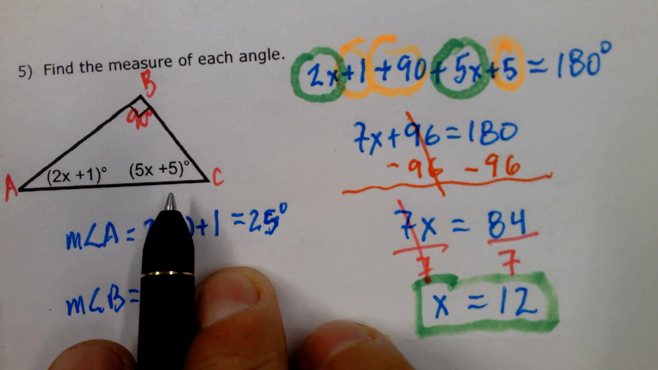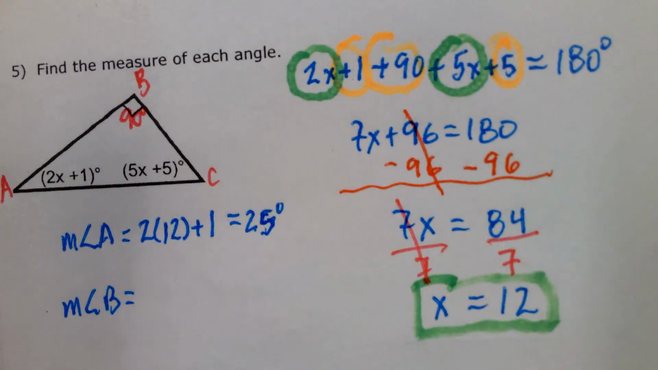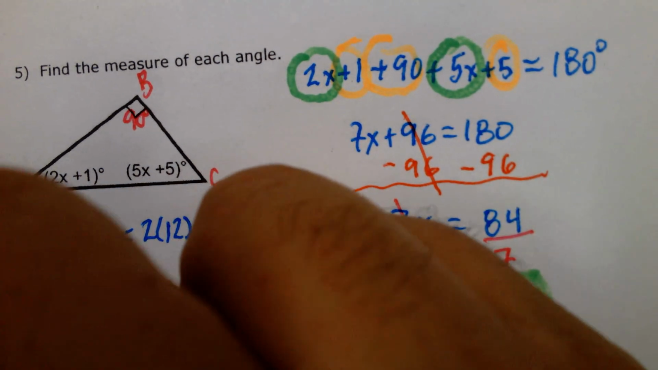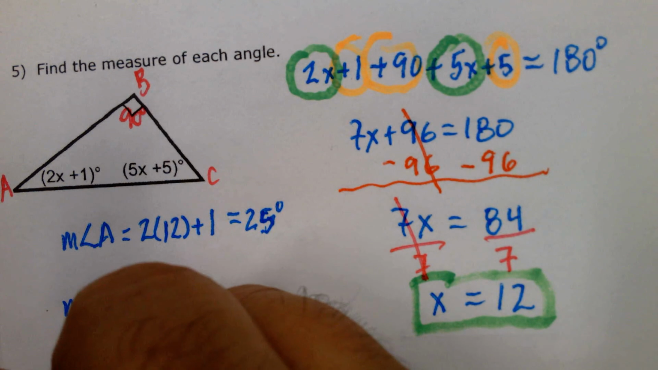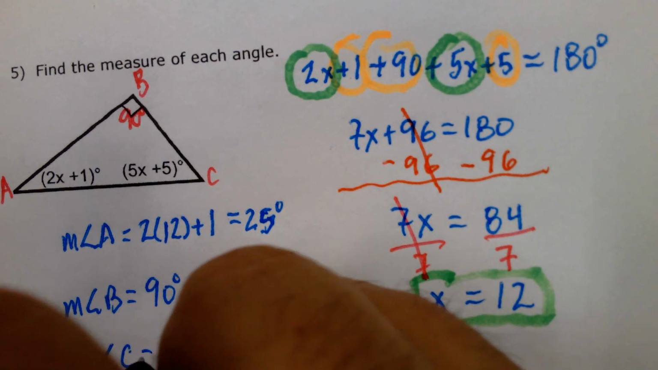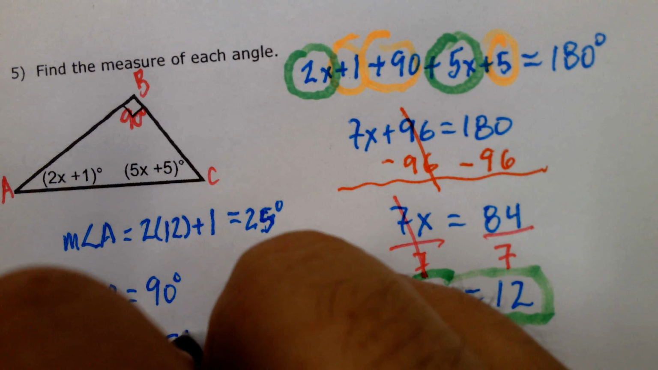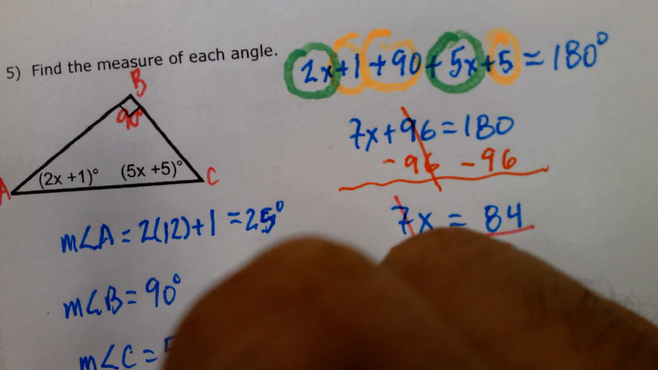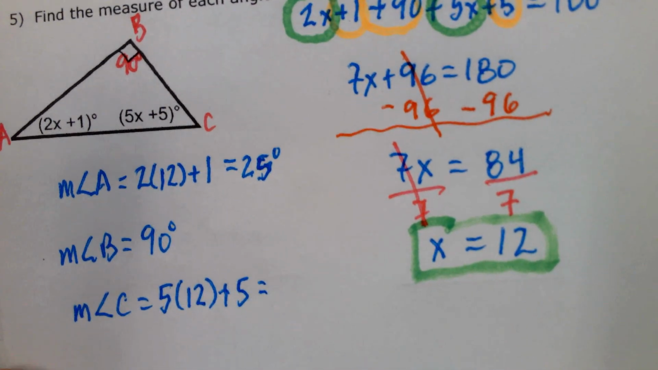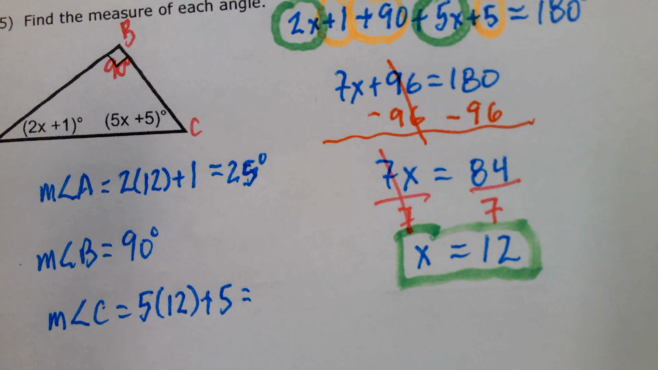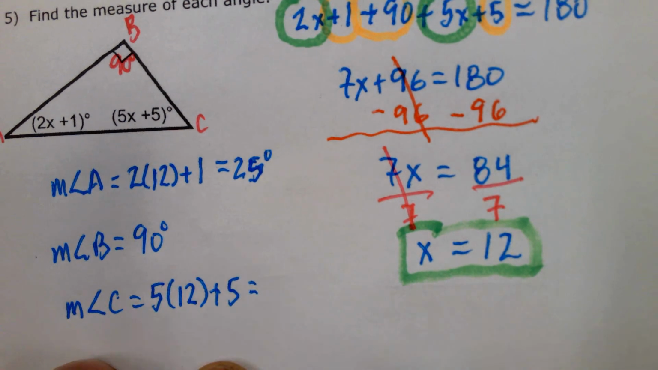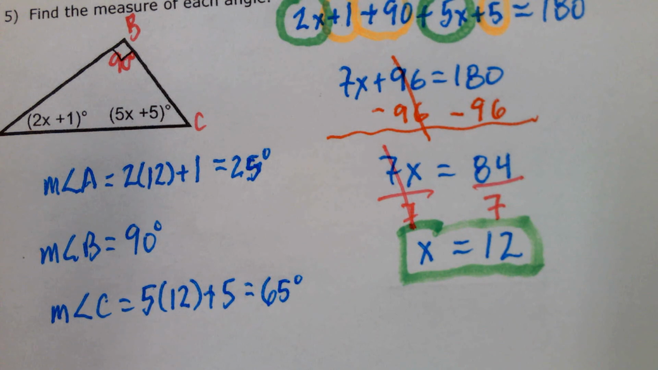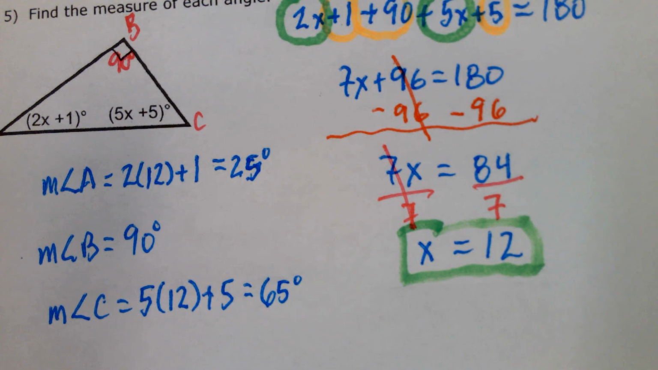Well, the expression is 5x plus 5. Oh, C. I'm sorry. Well, let's write this one. You're right. I was just going in order, I guess. So it's going to be 5 times 12 plus 5. Or we could just subtract that from 90. But this could prove it as well. What's 5 times 12? And so adding 5 would give us 65. So there you go. 25, 90, and 65 degrees.